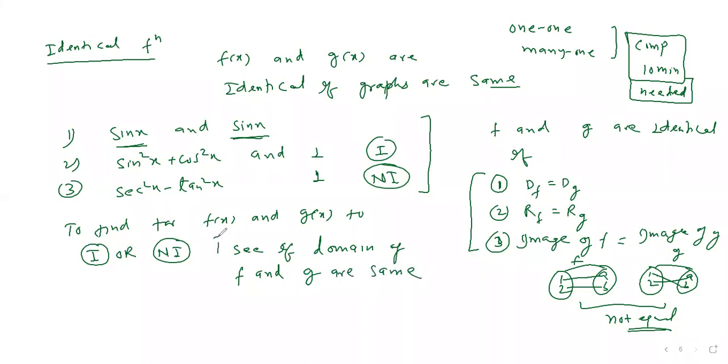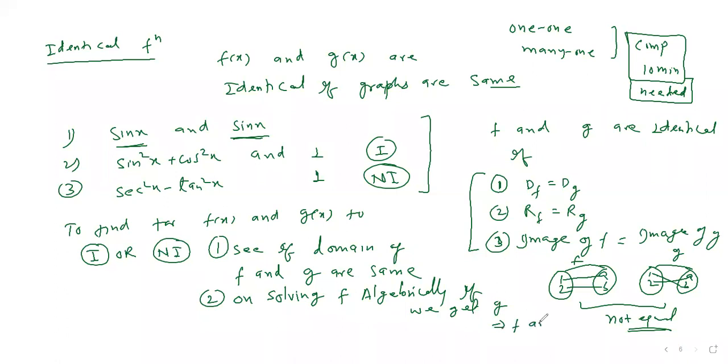Children, do this first criterion: check the domain. Checking the domain is not difficult, you know how to do it. If two functions are given, look at the domains of both. Second criterion: on solving f algebraically, if we get g, it implies f and g are identical. Children, have you understood this?